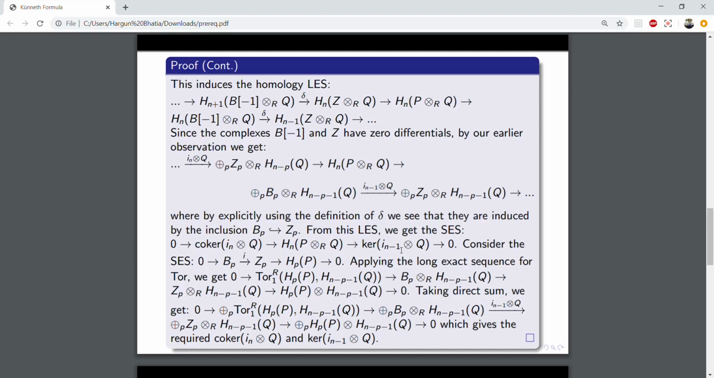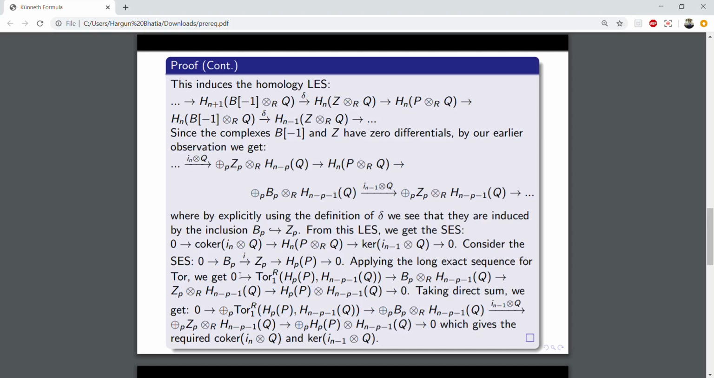So this goes here. Similarly, I want to find the co-kernel. The co-kernel of this map is, of course, since this is exact, this term, this direct sum of H_p tensor H_{n-p-1}(Q). But notice that here I want the co-kernel of i_n tensor Q, not i_{n-1}. So all I want is that n minus 1 should be replaced by n. So I just put this thing exactly in the co-kernel place, but n is just n. So this is the direct sum over p of H_p(P) tensor H_{n-p}(Q).